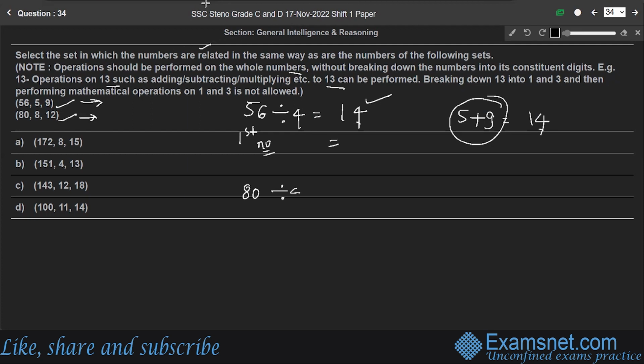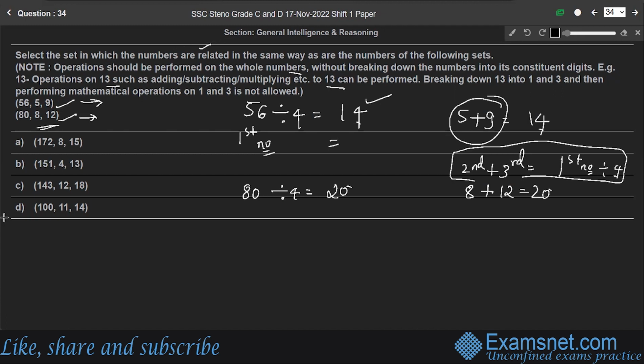Divide this number by 4, you will get 20. Whereas 20 is the sum of the second and third number, which are 8 and 12, equal to 20. So second number plus third number gives first number divided by 4. The logic is very simple. Second number plus third number is equal to first number divided by 4.